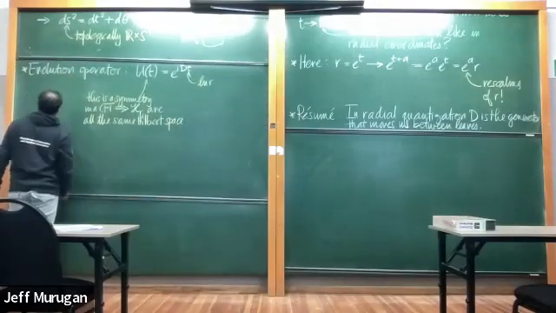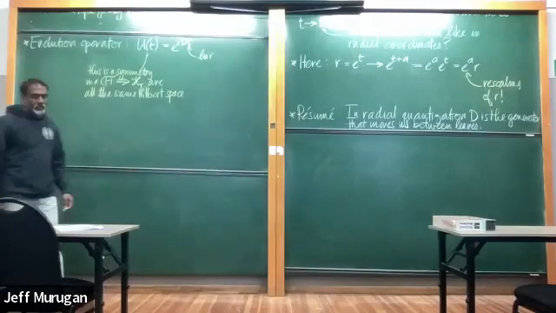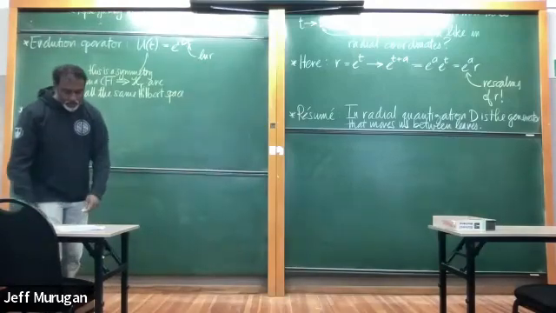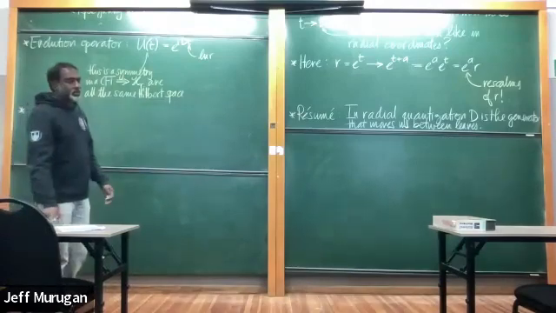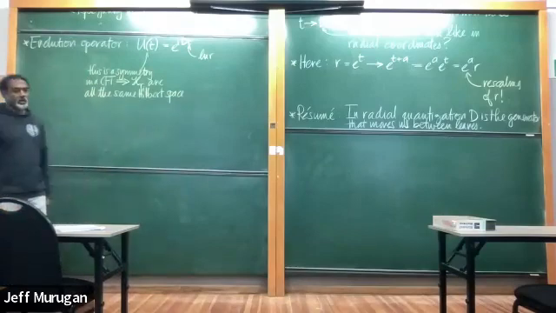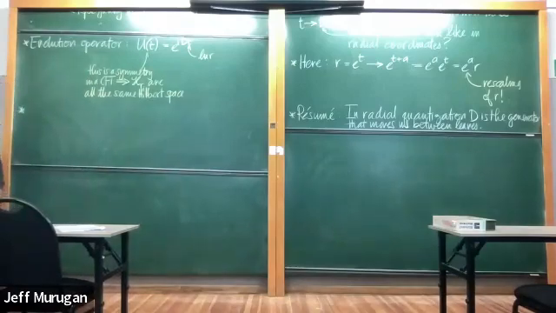And more formally, it states the following. It says that every state in a conformal field theory can be obtained by applying some local operator at the origin of the system to the vacuum state.